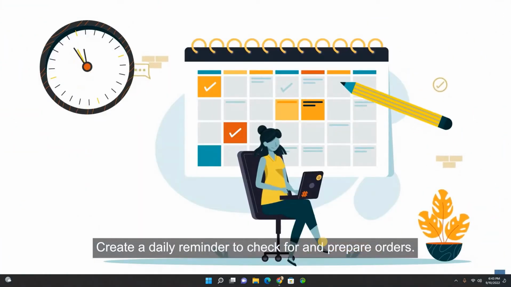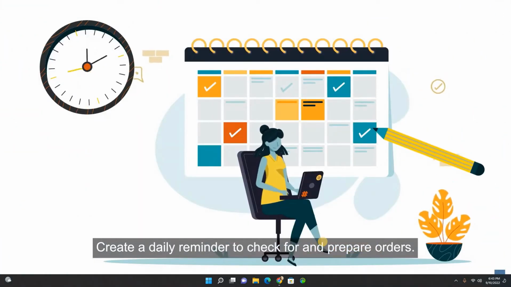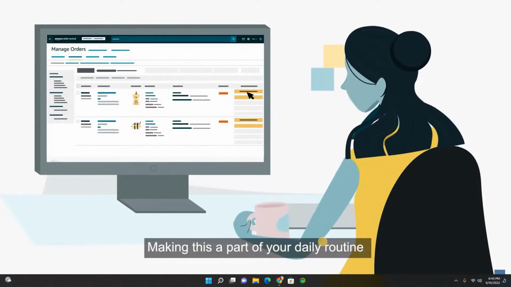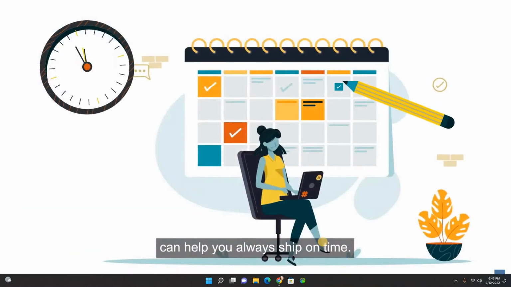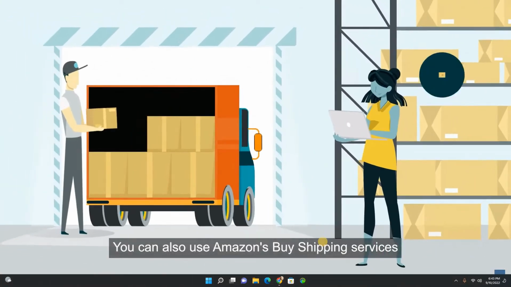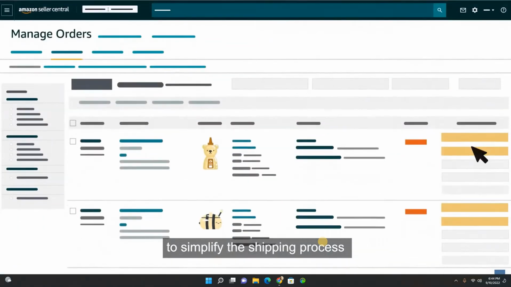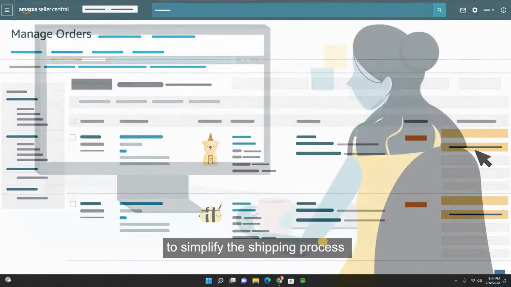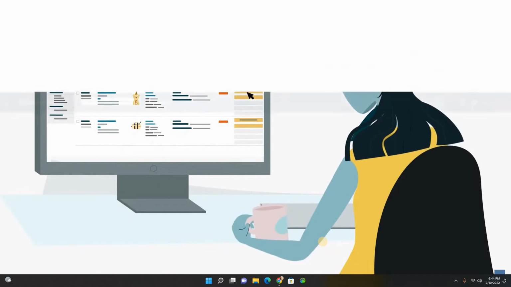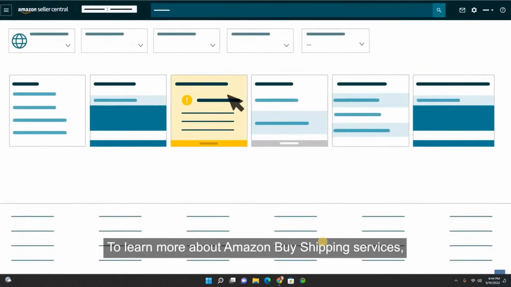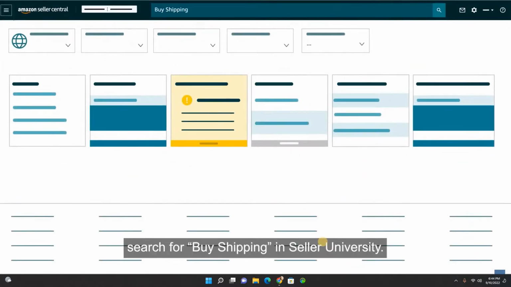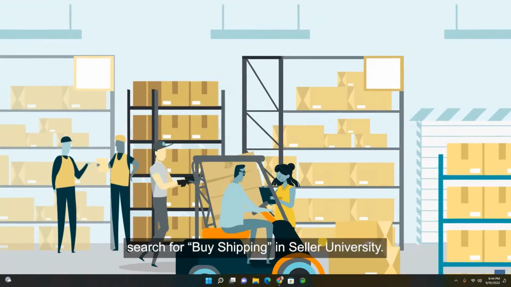Create a daily reminder to check for and prepare orders. Making this a part of your daily routine can help you always ship on time. You can also use Amazon's Buy Shipping services to simplify the shipping process and remove your need to confirm shipping. To learn more about Amazon Buy Shipping services, search for Buy Shipping in Seller University.